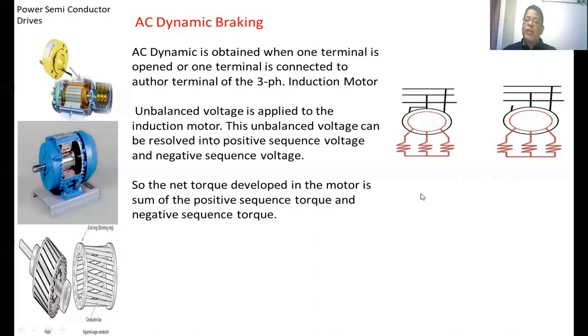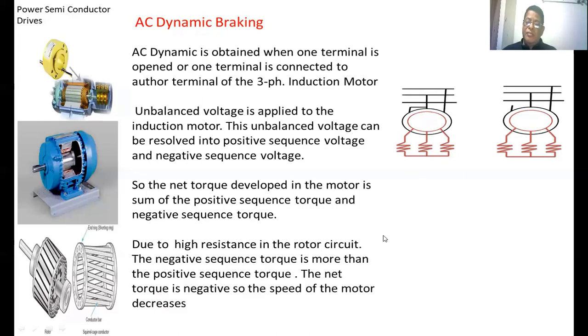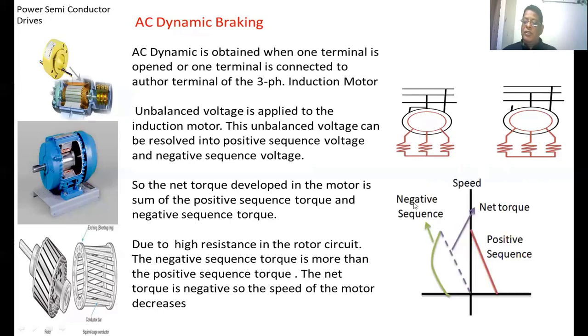Because of these two fluxes, a torque is developed in the induction motor. The net torque developed in the induction motor is equal to the sum of the positive sequence torque and the negative sequence torque. Suppose we increase the rotor resistance by external means, the negative sequence torque dominates the positive sequence torque. So the net torque becomes negative, and the speed of the motor will decrease.